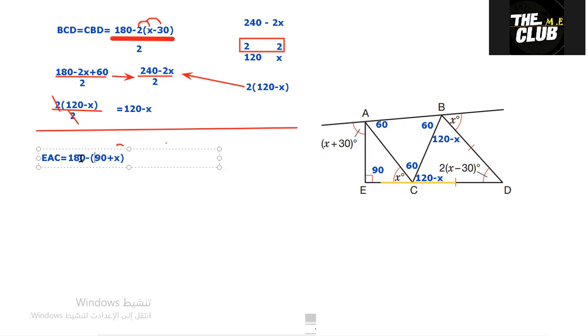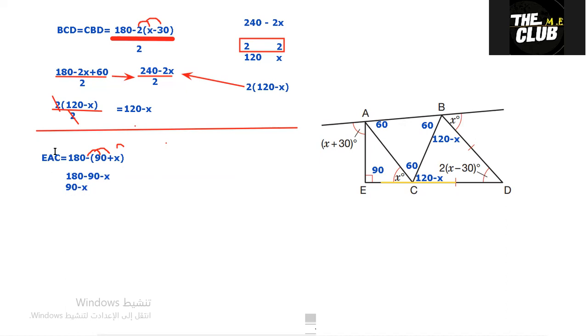Now I'm going to continue this to find EAC. Now here I have a minus. Focus on this. When I have a minus outside of the bracket, it means I have to expand it inside like this. So we have 180, minus times 90 gives minus 90, and then minus times plus x gives minus x. And then we continue with simplifying. So 180 minus 90 is going to be 90 and then minus x. So the angle EAC is 90 minus x.